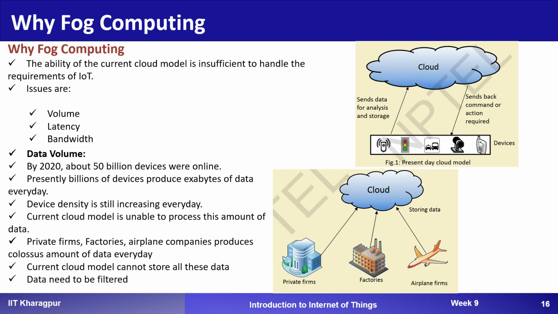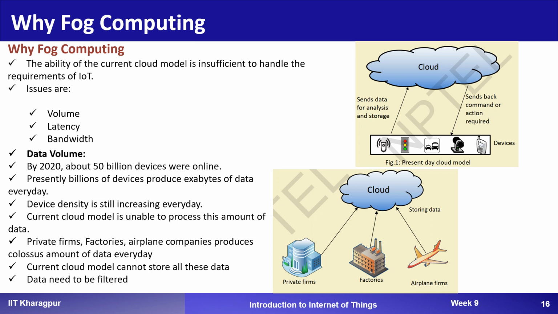Now, why fog computing? The ability of the current cloud model is insufficient to handle the requirements of IoT. The issues with the current scenario are volume, because the data generated by these billions of IoT devices is very huge. The second one is latency, because the distance between the end users and the cloud server is very large, and the latency involved is to send the request, processing, and send back the response.